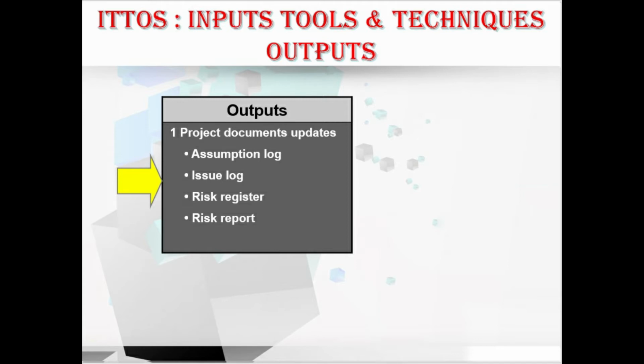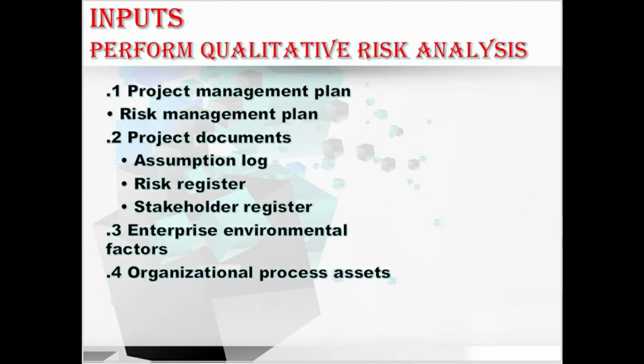Let's go into more detail, starting with the first input. In inputs, first we have the project management plan, which consists of the risk management plan. It includes the roles and responsibilities for conducting risk management, budgets for risk management, schedule activities for risk management, risk categories, definitions of probability and impact, the probability and impact matrix, and the stakeholders' risk thresholds that are tailored to the project during the plan risk management process. So all this information is included in the risk management plan.